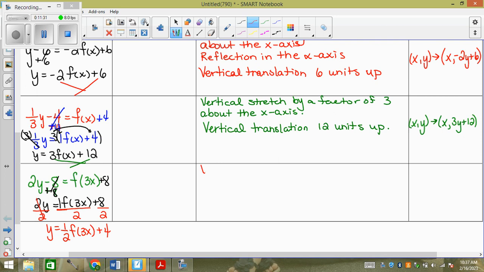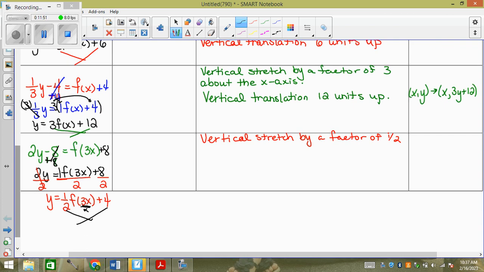So I have a vertical stretch by a factor of 1/2. Remember, those are verticals. This is affecting x, correct? These affect y because they make a y. They're stretched by a factor of 1/2 about the x-axis.